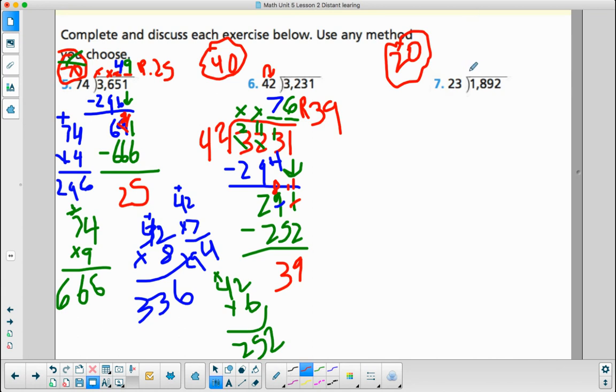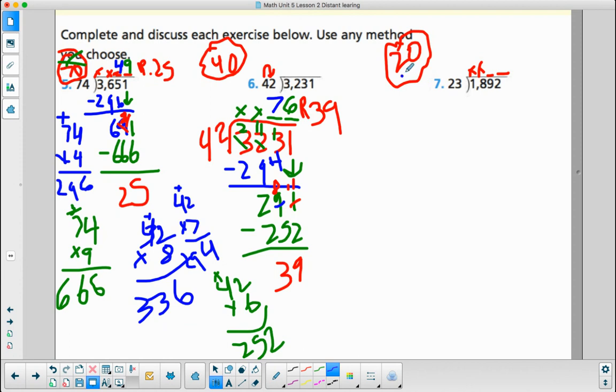So I can't take out 23 out of 1. I can't put 1 into groups of 23. Same with 18. Again, with the 2-digit quotient. I think that's what they're just going to do to us. So I'm starting here. 189. How many 23s in 189?